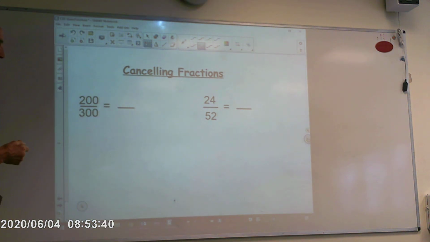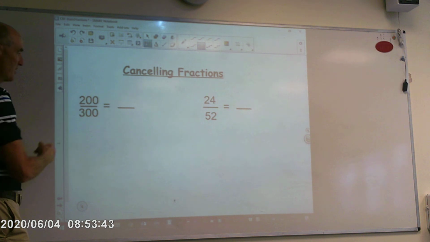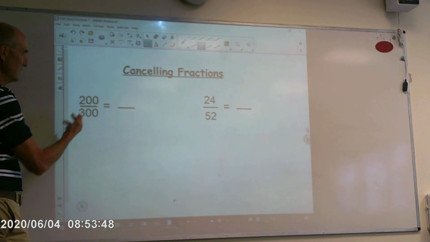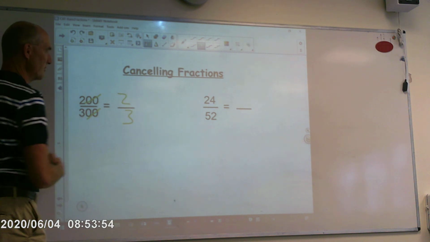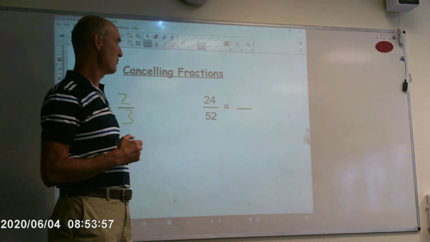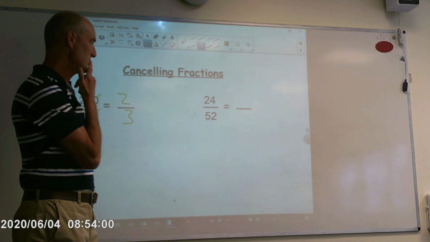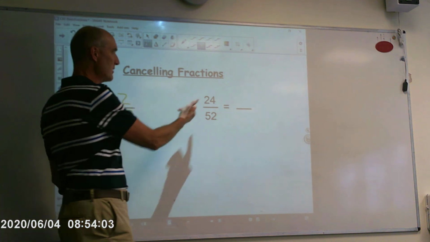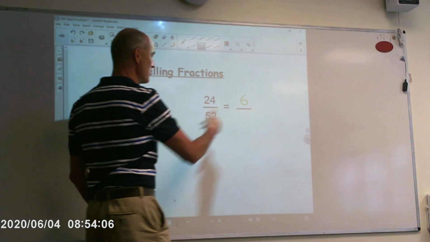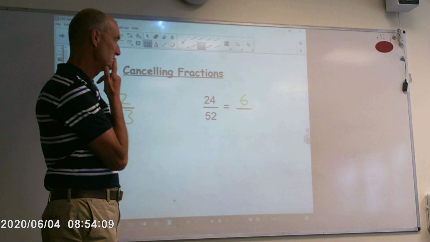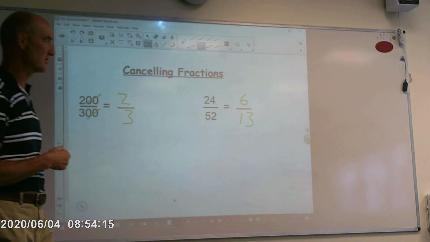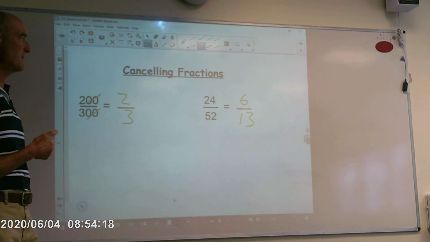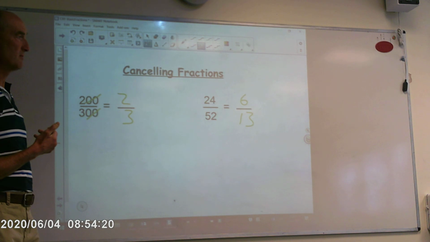Cancelling fractions down, just to make sure you understand that. 200 by 300, 200 divided by 300, what can we do? We can cancel down, can't we? Divide top by 100, divide the bottom by 100, and we end up with 2 over 3. What goes into 24 and 52? Not a particularly easy one, that. 4 goes into 24 6 times, 4 goes into 52, how many times? 13 times. Is there anything that goes into 6 and 13? No, there isn't. 13 is a prime number. That's as much as we can do to simplify it.